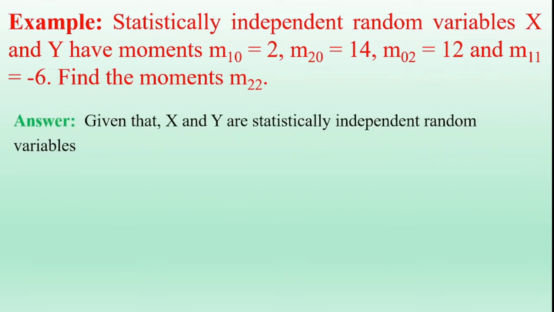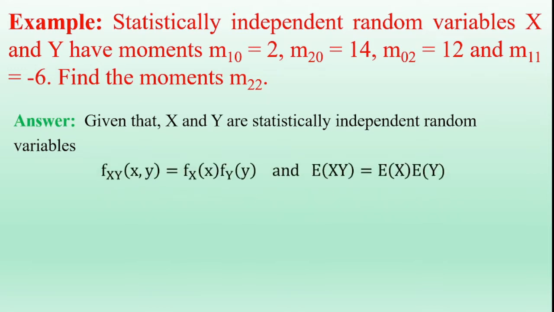Coming to the solution, given that the random variables X and Y are statistically independent. The condition for independent random variables is that the joint density function is equal to the product of their individual density functions, and the expectation of the product of random variables is equal to the product of their individual expectations. These two are the conditions of statistically independent random variables.